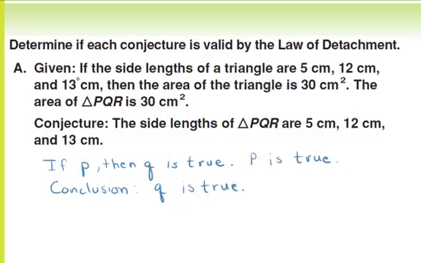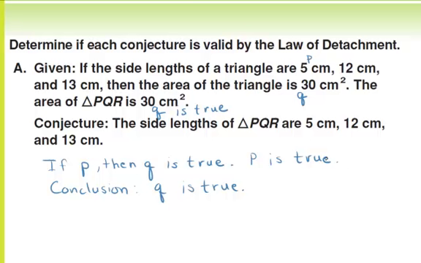So here we're given: if the side lengths of a triangle are 5, 12, and 13, then the area of the triangle is 30 square centimeters. So our P is that the side lengths are 5, 12, and 13, and our Q is that the area is 30 square centimeters. Then we're told that the area is 30 square centimeters. So we're actually being told here that Q is true.